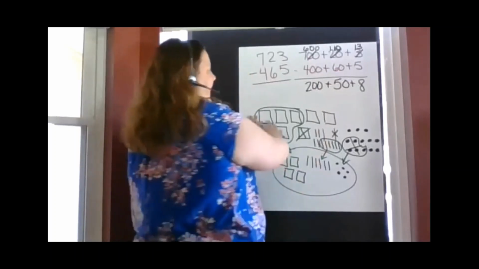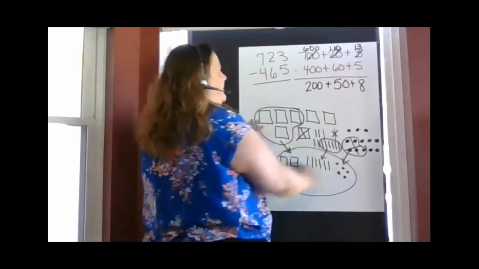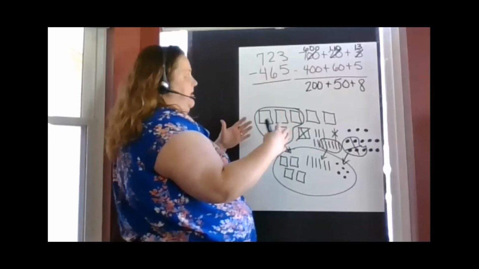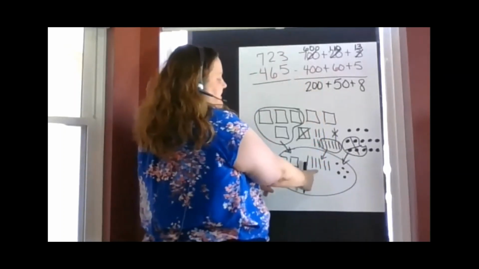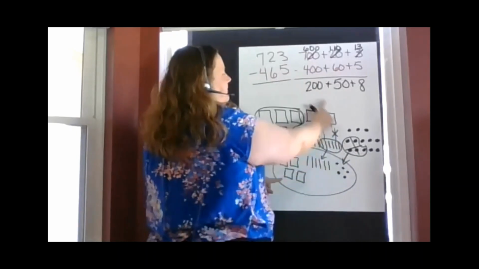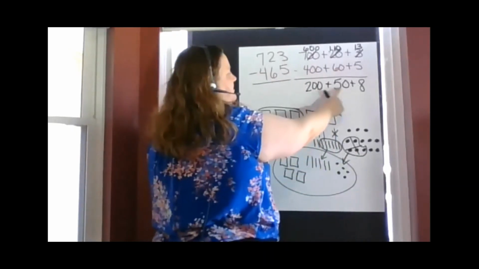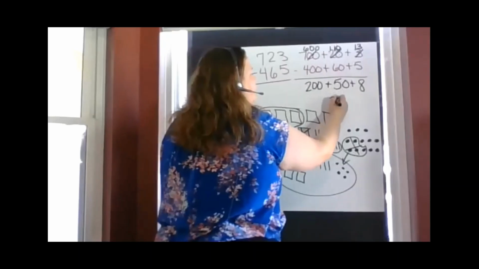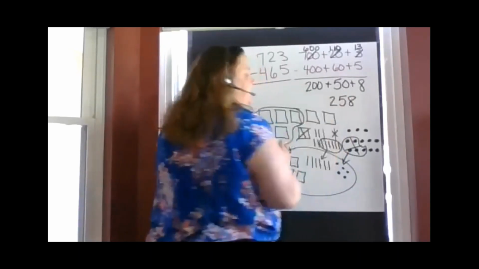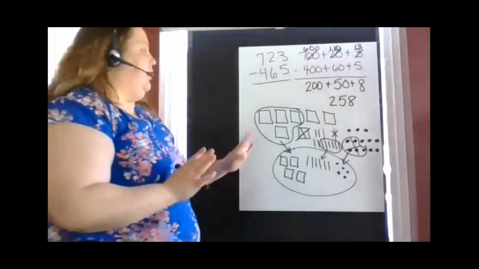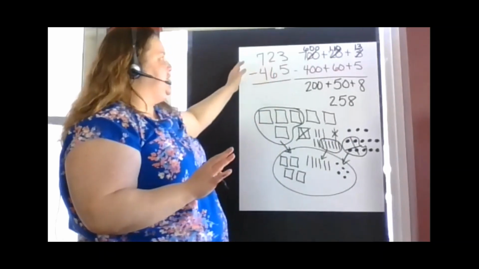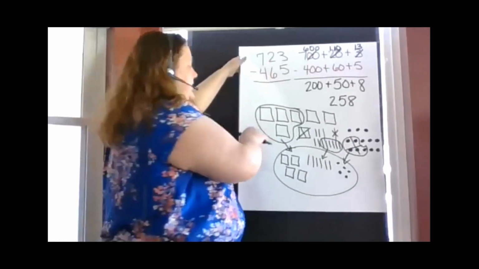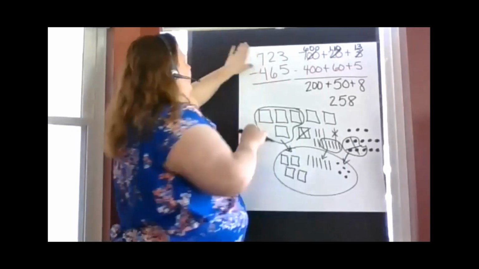So I had 723 in base 10 blocks, my number, 723. I needed to take away 465. What I'm left with are 200, 50, and 8, so 258. So we've seen how using the base 10 blocks connects to this expanded notation. And then I'm going to leave this one right here.